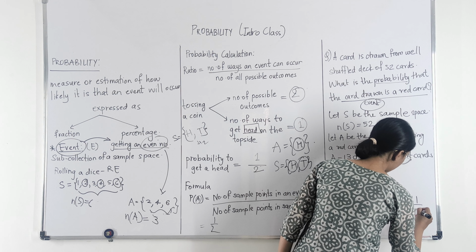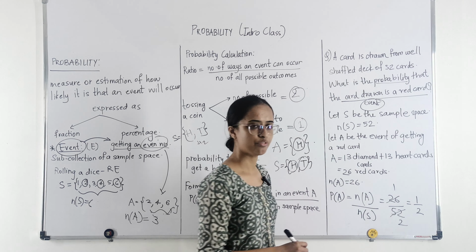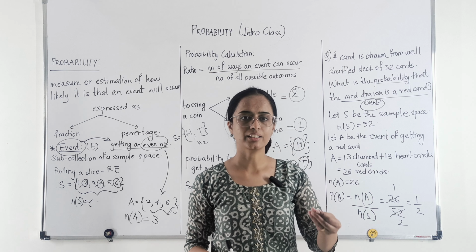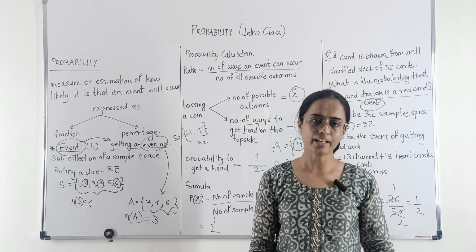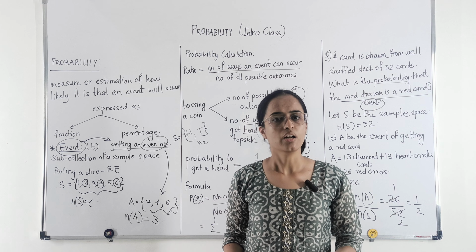Again, it is 1 by 2. 26 ones are 26, 26 twos are 52. So the probability of getting a red card is 1 by 2, which is very obvious because half the cards are red, half the cards are black. So the probability of getting a red card in this case is 50%.